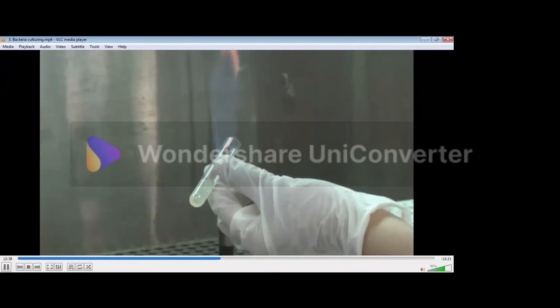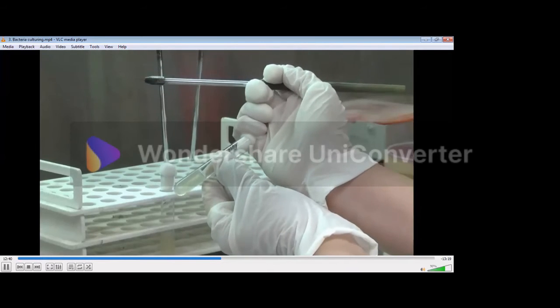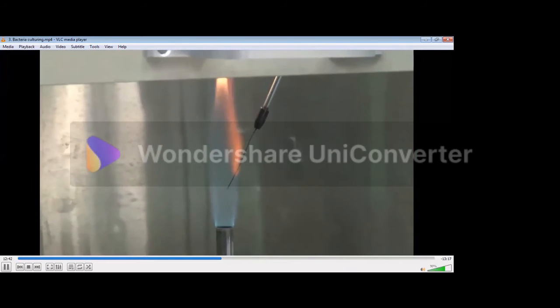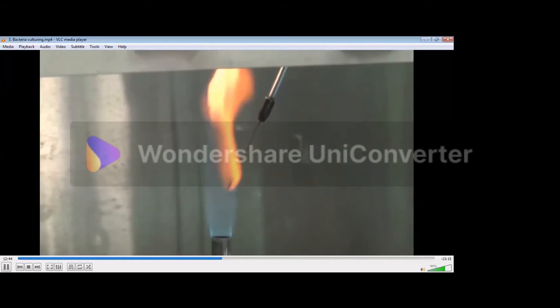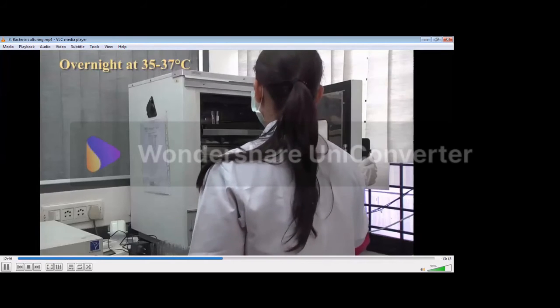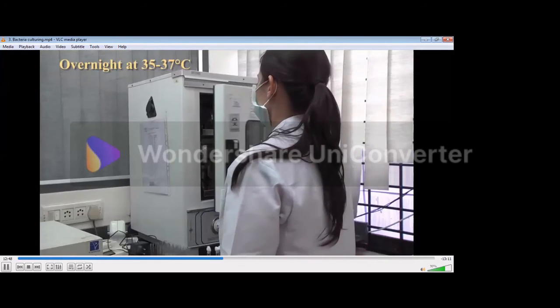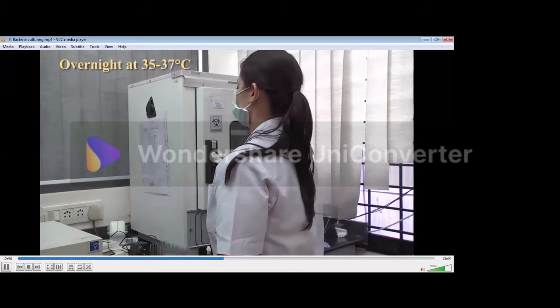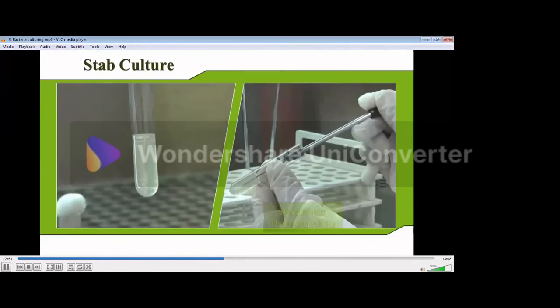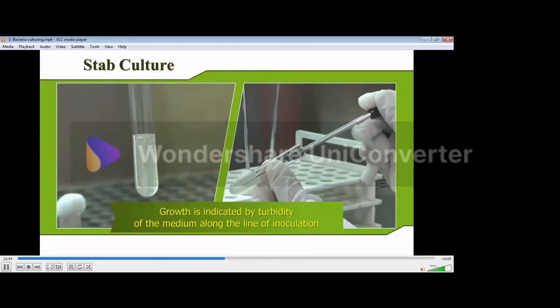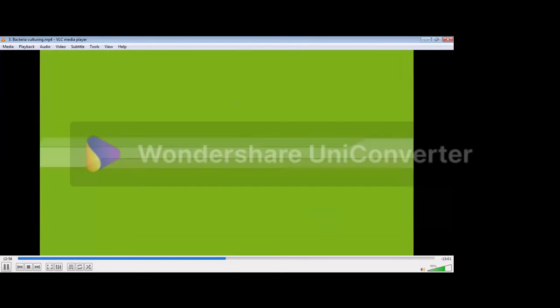Flame the mouth of the tube again and replace the plug or cap. Sterilize the wire after the inoculation. Incubate the agar medium upright at 35 to 37 degrees centigrade overnight. Growth is indicated by turbidity of the medium along the line of inoculation.